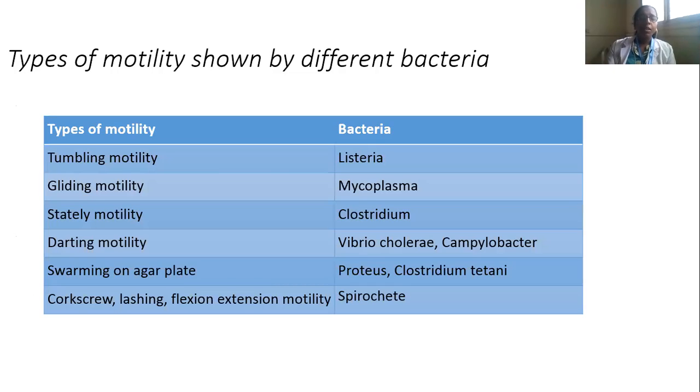What are the types of motility we can see? There are different types: tumbling, seen in Listeria; gliding motility in Mycoplasma; stately motility in Clostridium; and darting motility. Tumbling is a roll over, gliding is slow movement, and stately is a static movement. Darting motility is very fast, which we can demonstrate in the hanging drop in Vibrio cholerae. Swarming on the agar plate is usually seen in Proteus. Then corkscrew motility is seen in spirochetes.